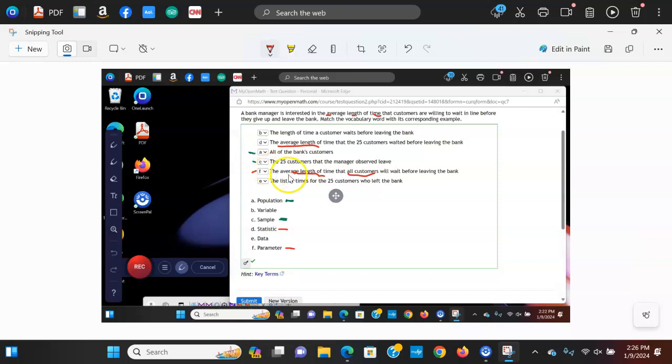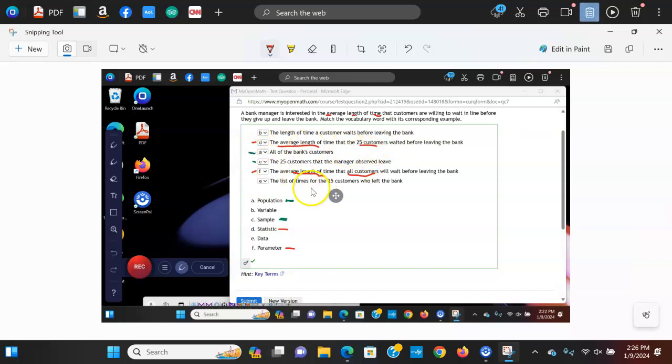Okay, the average length of time, the average length of time. Now, ironically, as well, sample begins with an S, and so does statistic. So that average length of time that the 25 customers wait, that refers to the sample right here. So that would be the statistic.